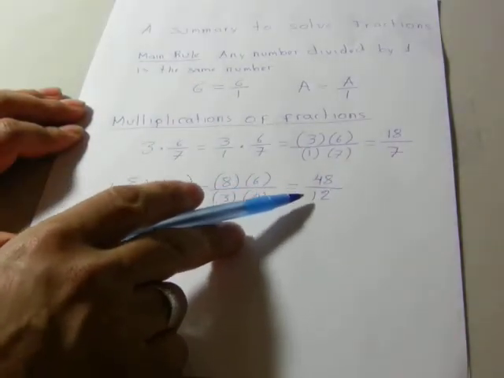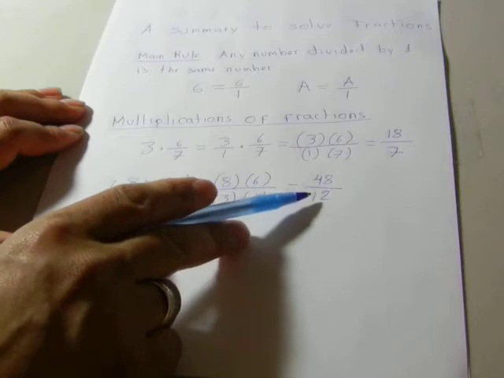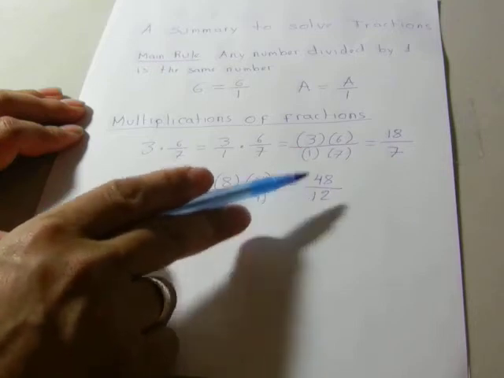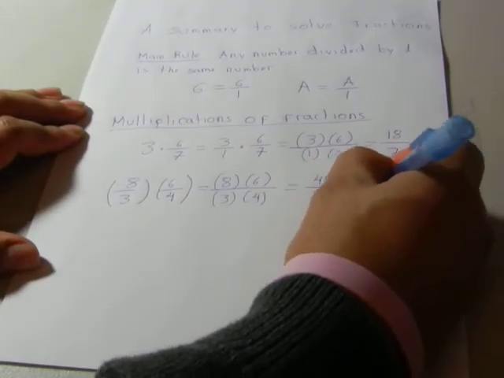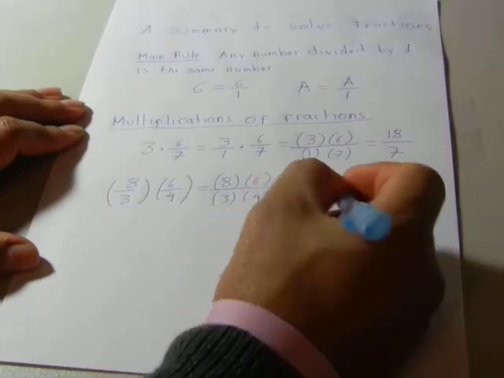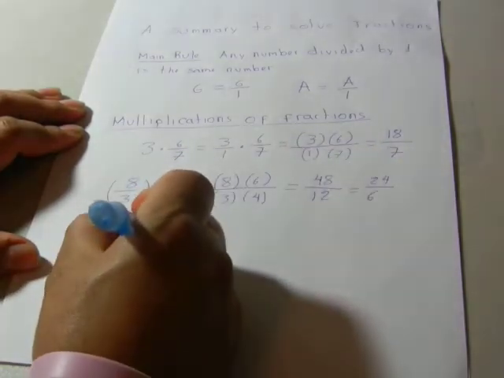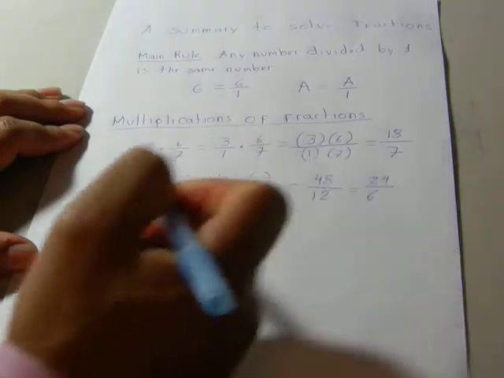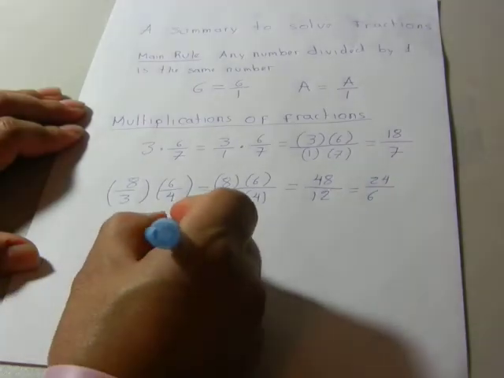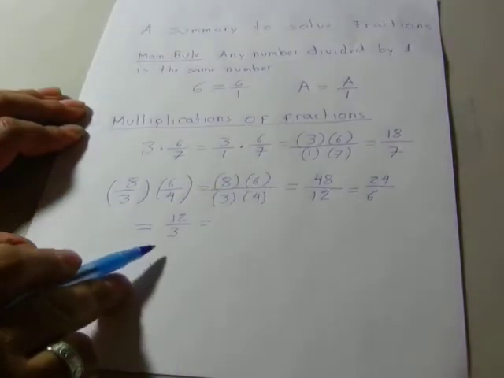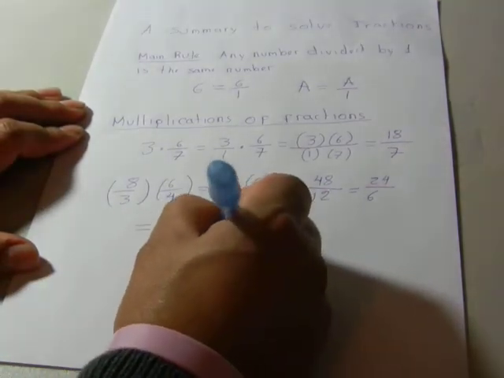The simplest way to try to reduce the fraction a little bit is to divide every single term, numerator and denominator, by the same number. For example, 48 divided by 2 is going to give me 24. Also I need to divide the denominator by 2. 12 divided by 2 is going to be 6. I can keep simplifying and divide by 2 again: 24 gives me 12, and 6 divided by 2 is going to give me 3. From here it's really evident that we can simplify. 12 divided by 3 is 4.